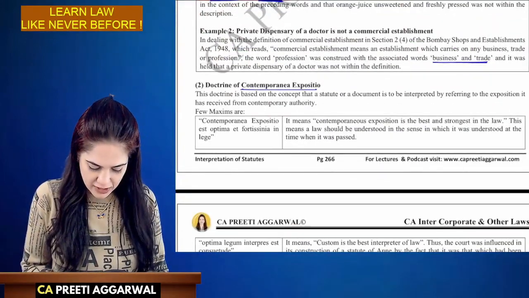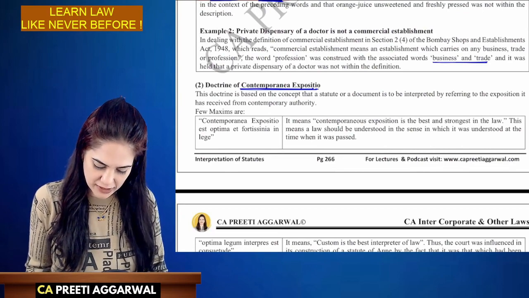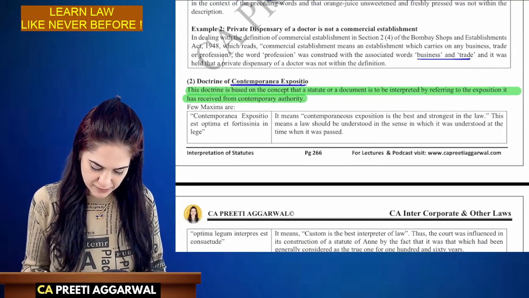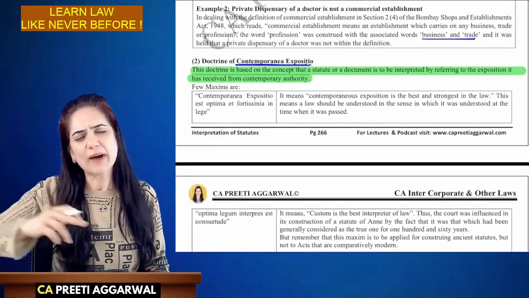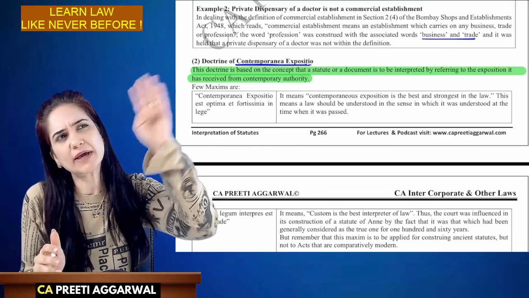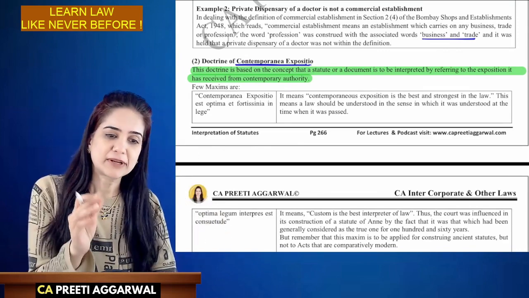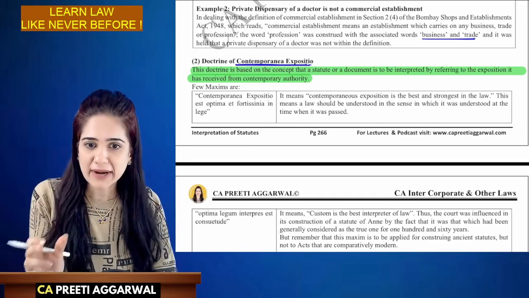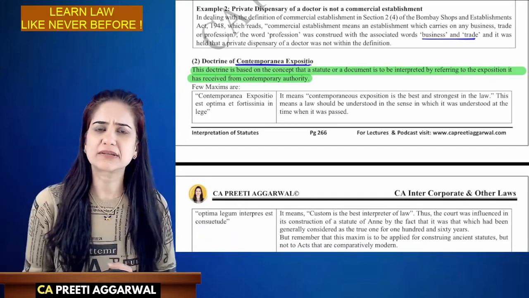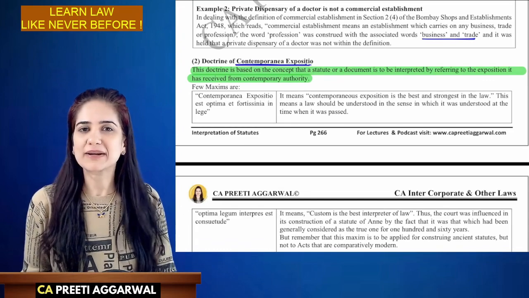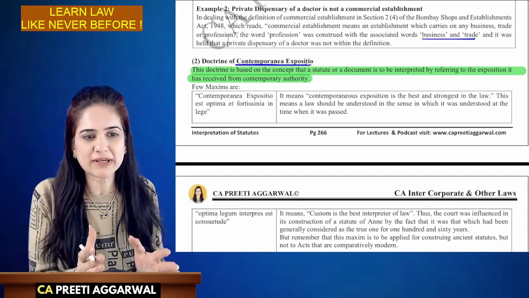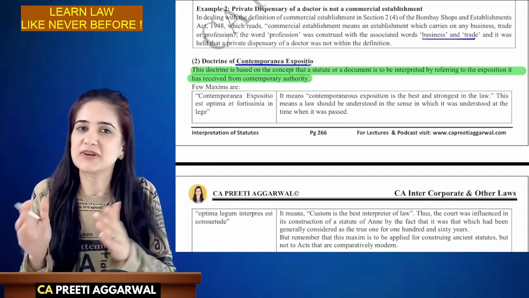Doctrine of contemporanea expositio means that a statute or document should be interpreted by referring to the exposition it has received from a contemporary authority. Okay? So it simply means that go back into time and try to understand why the law was enforced, what was the economic scenario at that time. For example, in a particular era, if alcohol was banned, why was it banned? If you want to understand why this law was made, go back to that time of history and try to understand why alcohol was banned, why that law was made. So that economic environment, the environment at that point of time will help you to interpret.